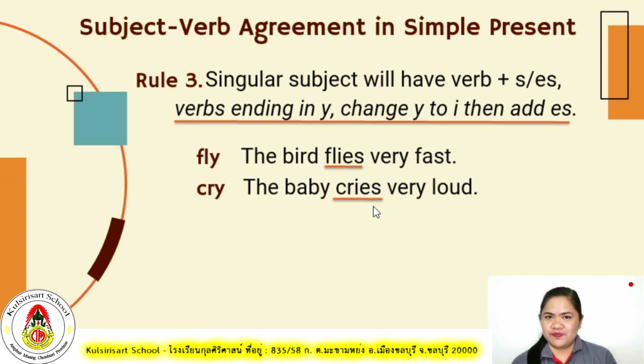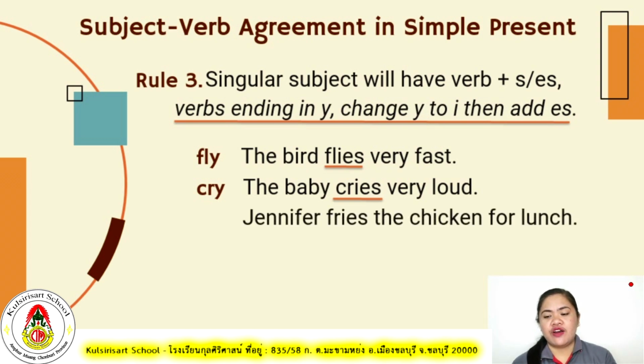So it becomes cries. Next, Jennifer fries the chicken for lunch. Again, Jennifer fries the chicken for lunch. How many subjects do we have in this sentence? Very good. Only one. Jennifer. So, the verb there is the word fries. Now, what is the base form of the word fries? Very good. It is from the word fry. And since our subject is only one, rule number 3 says singular subject, and if it has a verb ending in Y, we are going to change Y to I and then add ES. That's why it becomes fries.